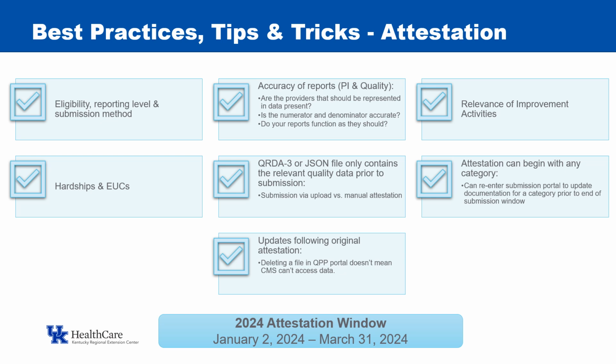We want to make sure that we verify the accuracy of all of our reports, right? We want to make sure, first and foremost, that all of the providers, especially when we're reporting at group level, that all of our providers are represented in the data. We want to verify the numerators and denominators and make sure that those pass that sniff test, that all of your data is included whenever you're reporting, and to make sure that your reports are functioning as they should. I mentioned on the slide previously that you do want to make sure that only the relevant data that you're intending to submit for is contained in that QRDA3 or JSON file.